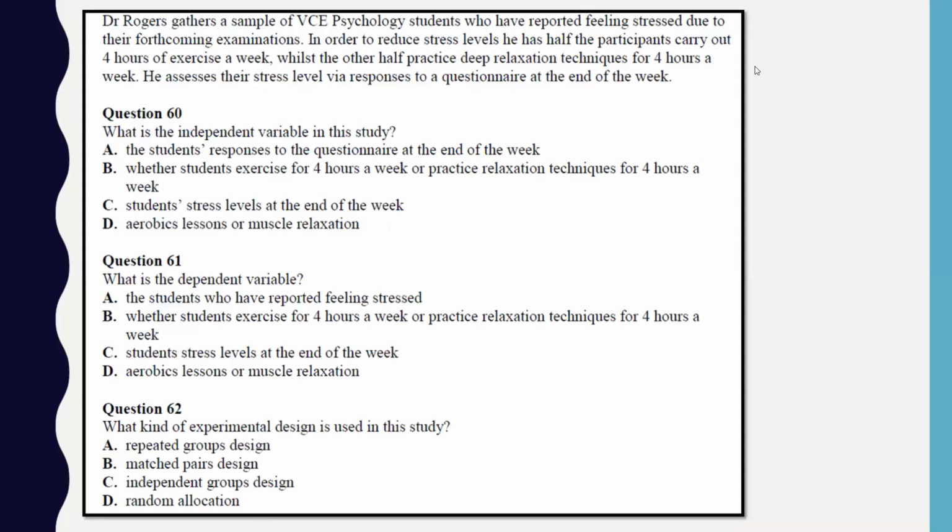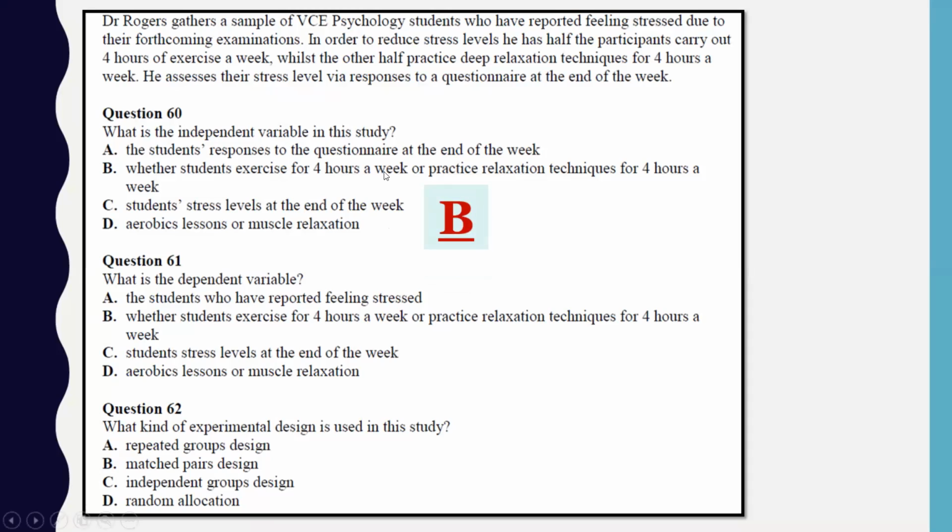Okay, so looking at this question now, question 60, it says, what is the independent variable in this study? So remember, the IV is the variable that we're manipulating. If we talk about an experiment as being a cause-effect relationship, the IV is the cause component. It's basically what we're manipulating or changing in the study. So if we look at the IV in this study, your answer should have been B, okay?